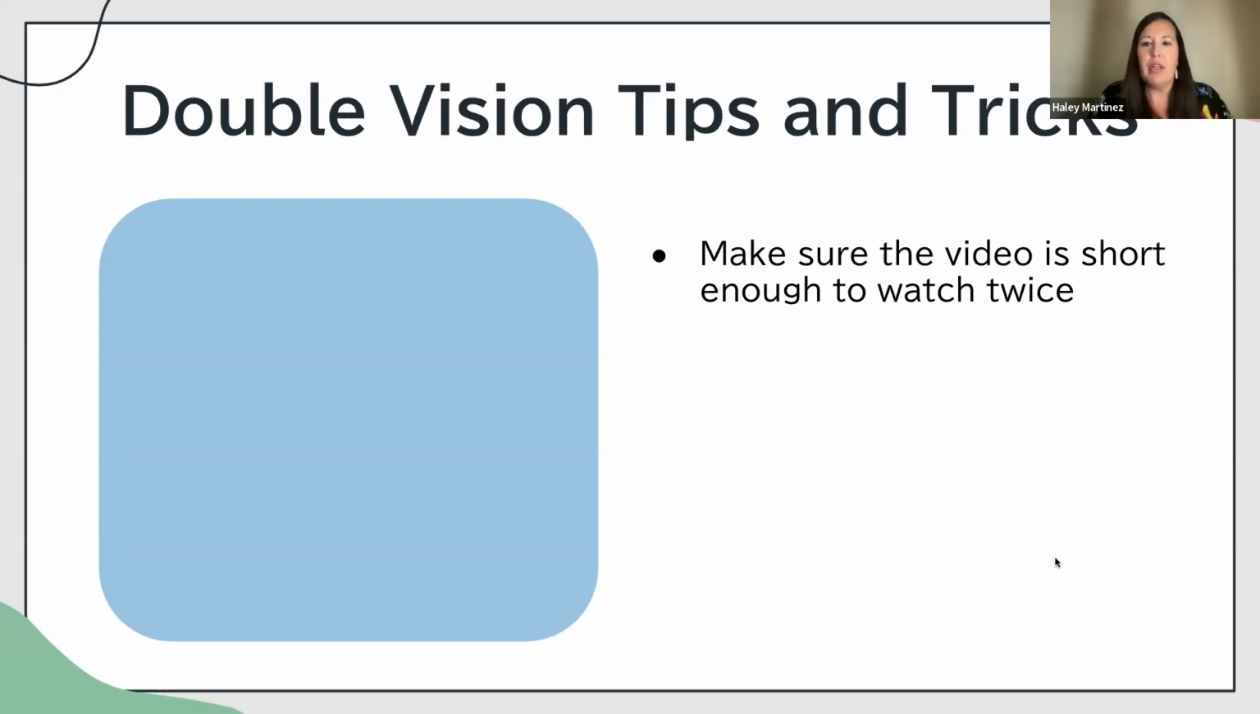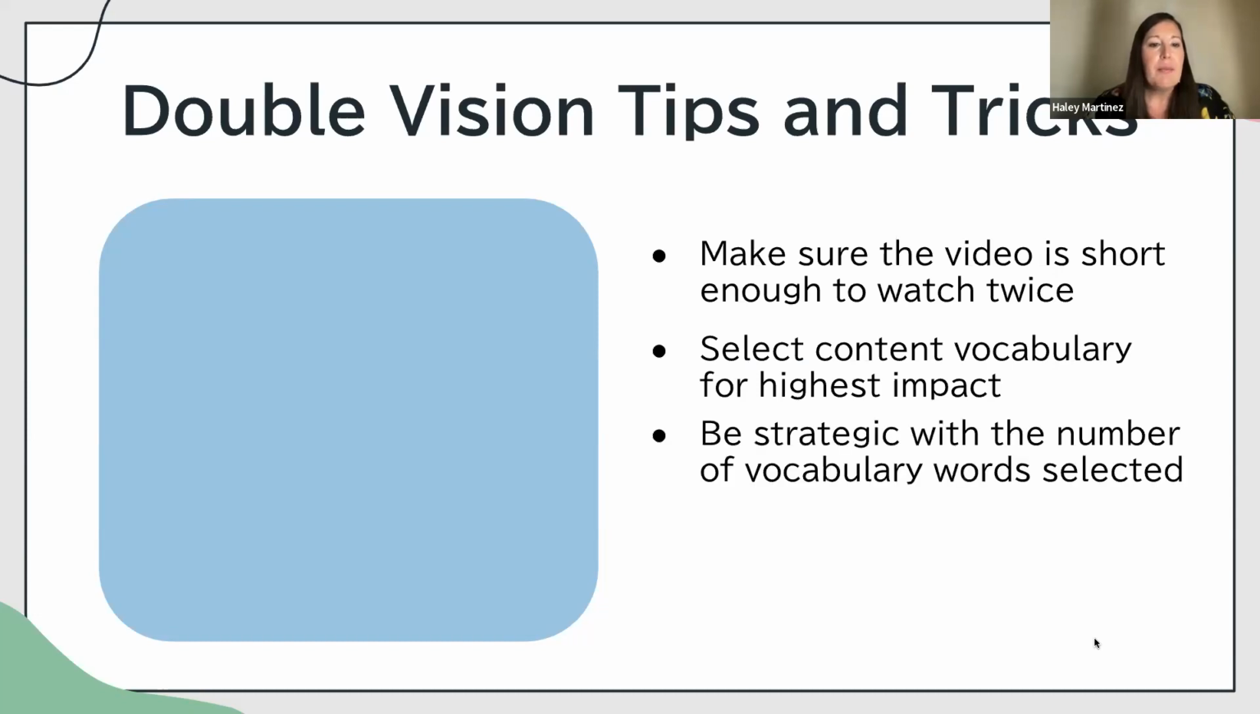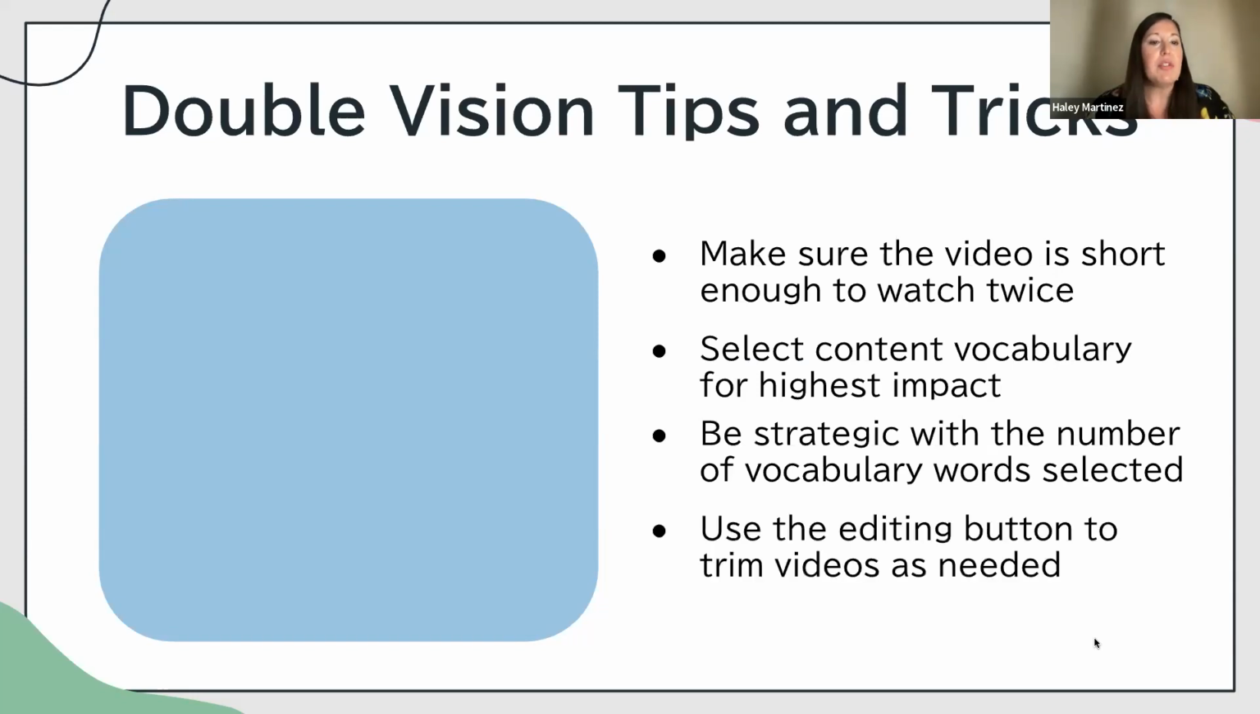All right, so let's talk about how to make this strategy work in your classroom. So first, just make sure that the clip is short enough to watch twice. Select content vocabulary for highest impact. I gave you a few words to listen for during the second viewing. Be strategic with the number of vocabulary words selected. You want to make sure to not give them too many. And use the editing button that is in Google Slides to help you trim the video as needed.